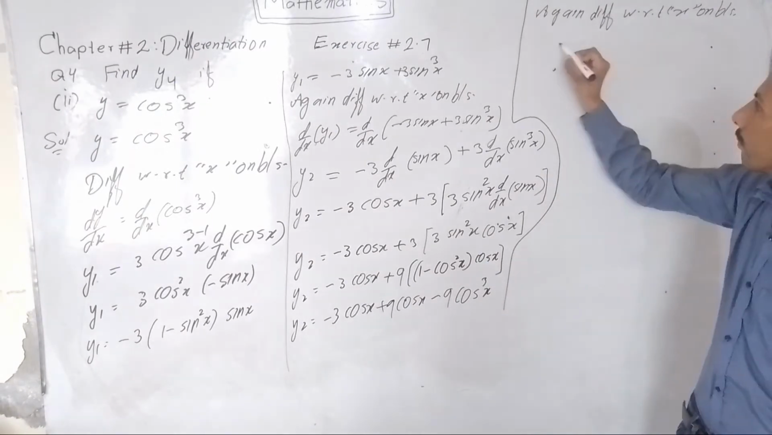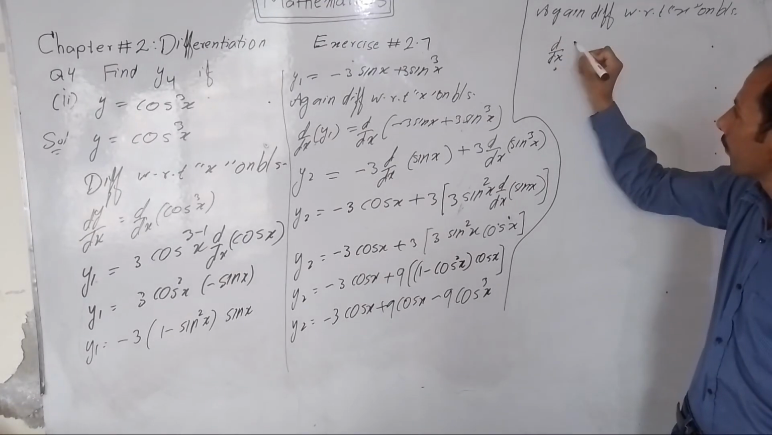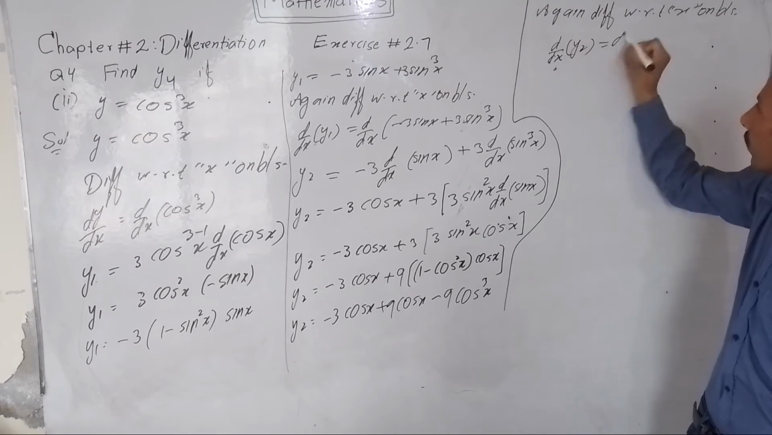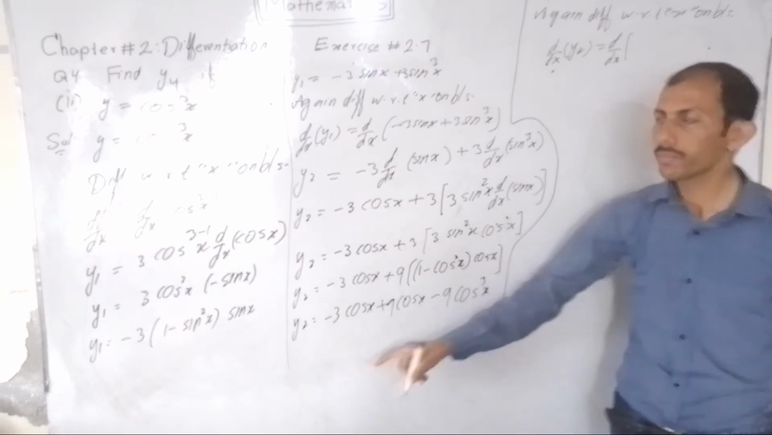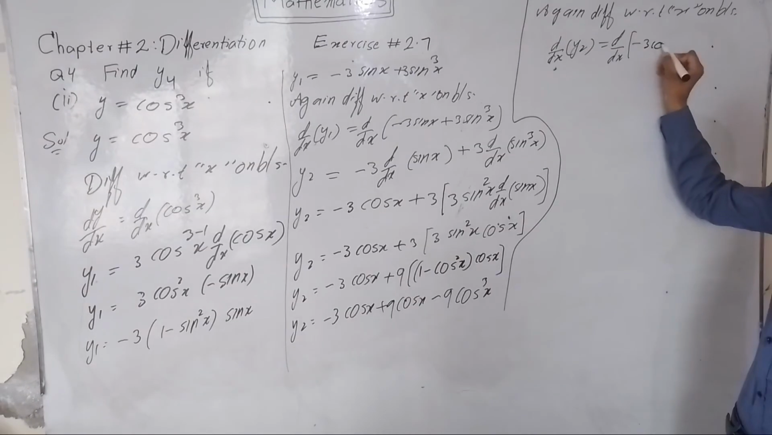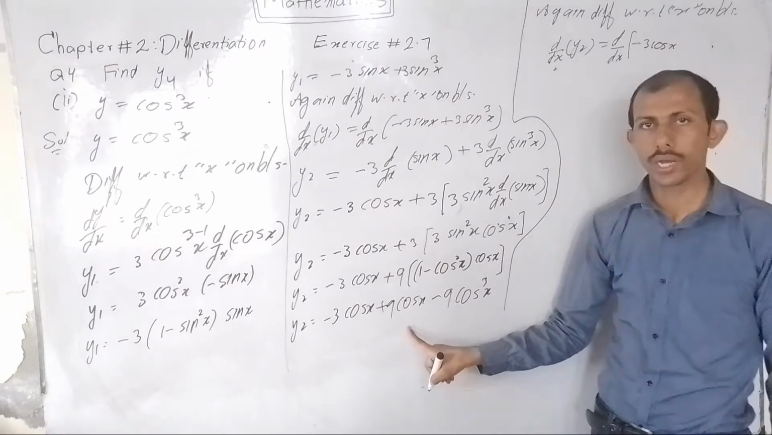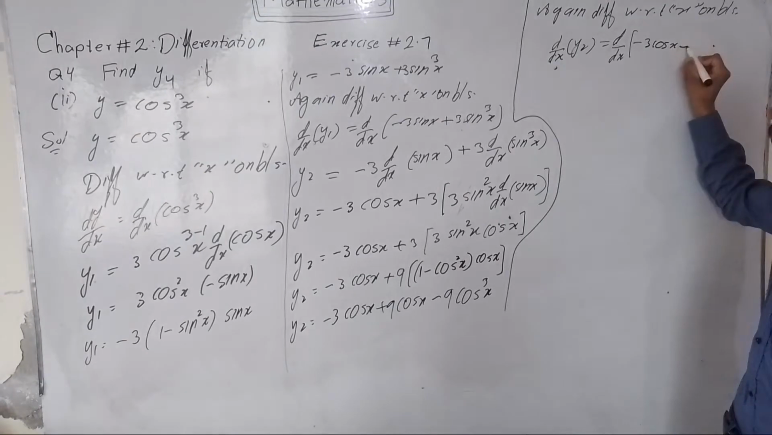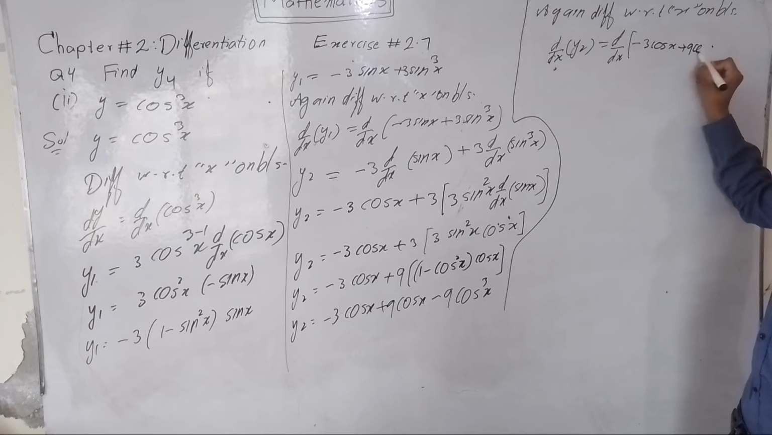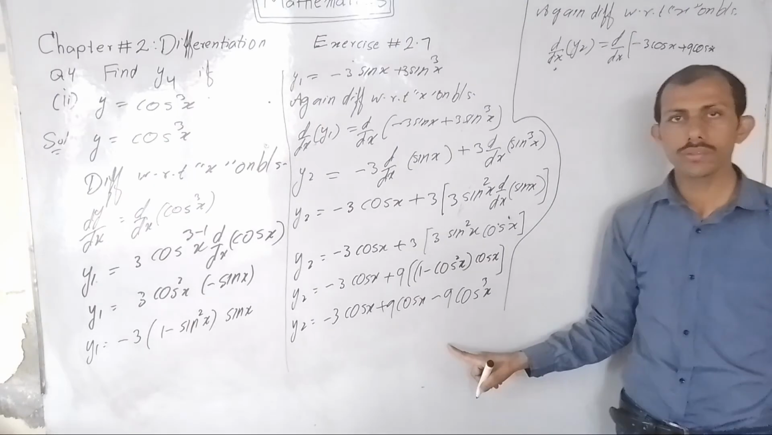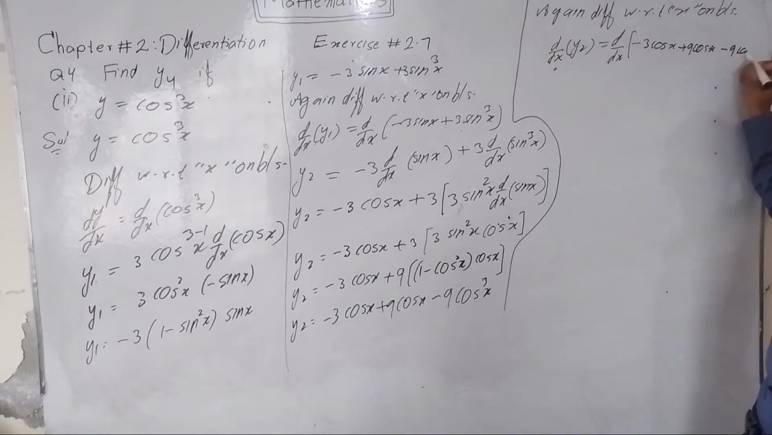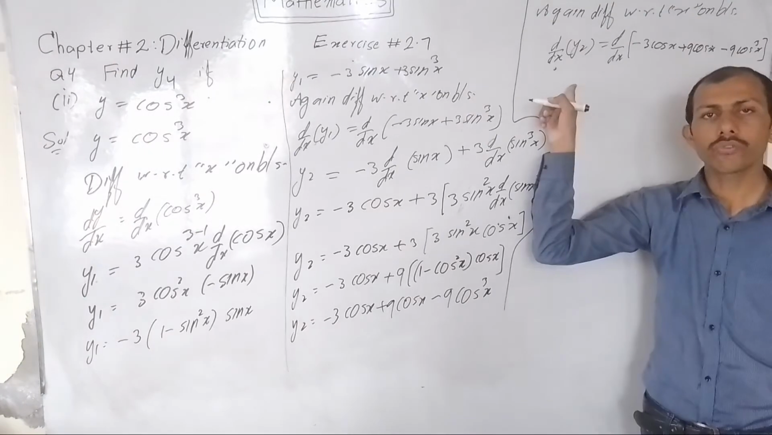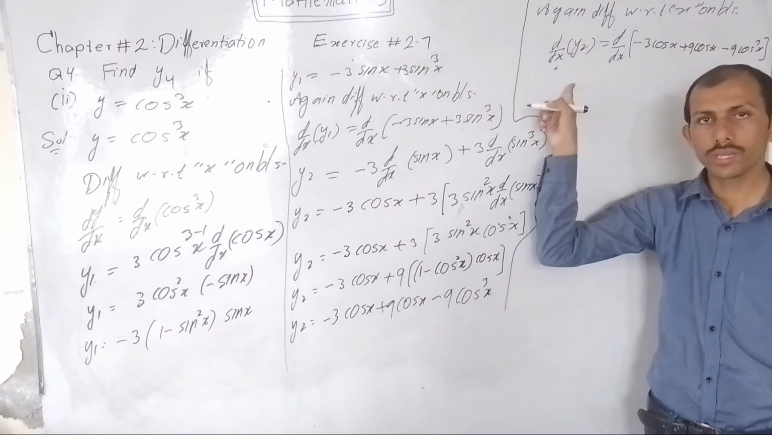Derivative of y2 is equal to derivative of minus 3 cos x plus 9 cos x minus 9 cos cube x. The derivative of y2 with respect to x is equal to y3.